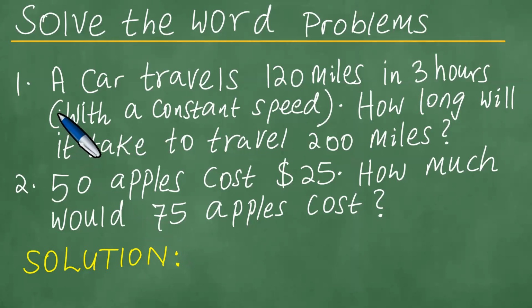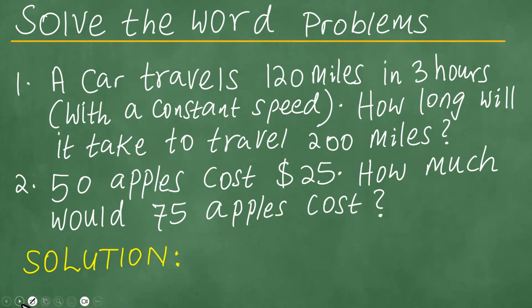Right, so we have to solve the word problems given below. A car travels 120 miles in 3 hours with a constant speed. How long will it take to travel 200 miles? You also have that 50 apples cost $25. How much would 75 apples cost? So we have these, and now we are going to solve them, and we shall finish very quickly.